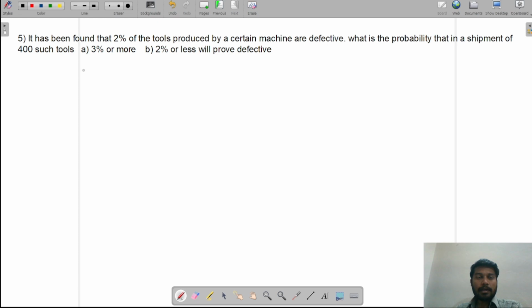Yes. So the value of p equal to 2 percent, which is nothing but 0.02. And the probability that in a shipment of 400 such tools, so the value of n equal to 400. Then we have to find the probability of 3% or more. So this is the probability, right?